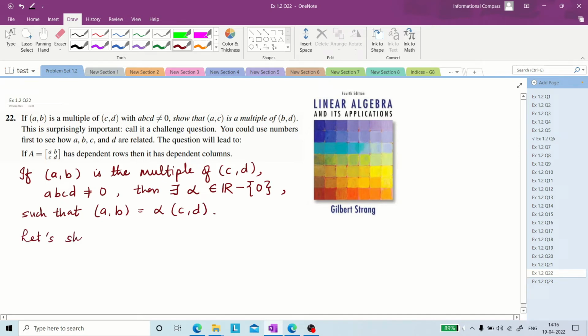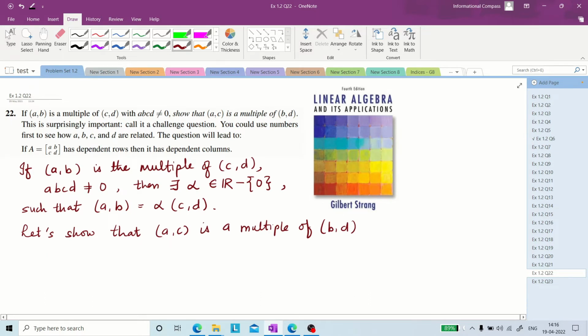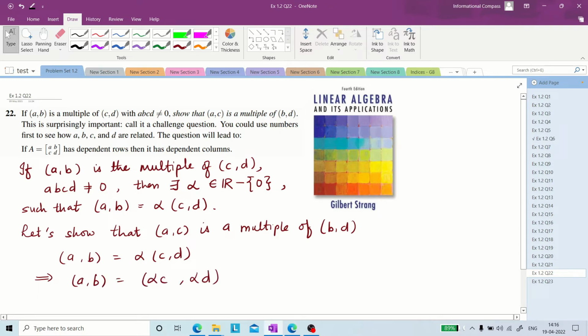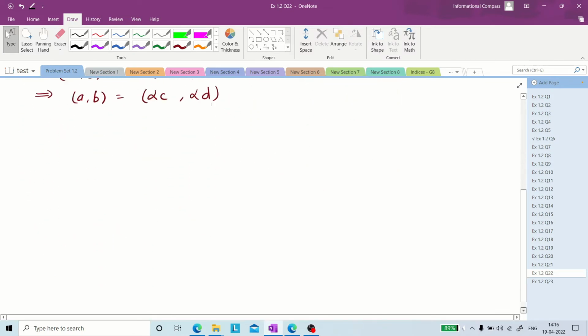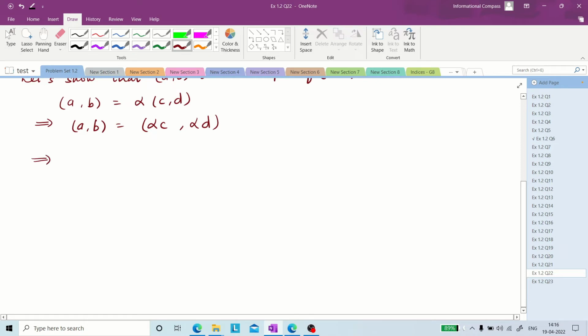So let's show that (A, C) is a multiple of (B, D). That's the question, right? Multiple of (B, D). So how will we do it? We'll consider the statement that (A, B) is a multiple of (C, D). That is, (A, B) equals alpha (C, D), which implies (A, B) equals (alpha C, alpha D). Am I right? Yeah.